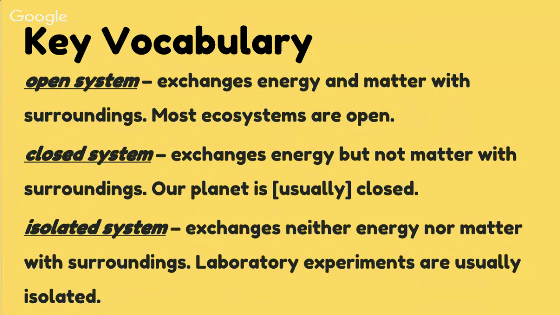So our planet is going to be usually a closed system because we have that sun radiation energy coming in, but we don't have a lot of matter going in or out. But we can talk about the exceptions later. An isolated system is going to be mostly laboratory experiments because we don't have exchanges of energy or matter with the surroundings. And these are typically hard to get, and we'll talk about a few small cases of isolated systems as we go throughout the course.